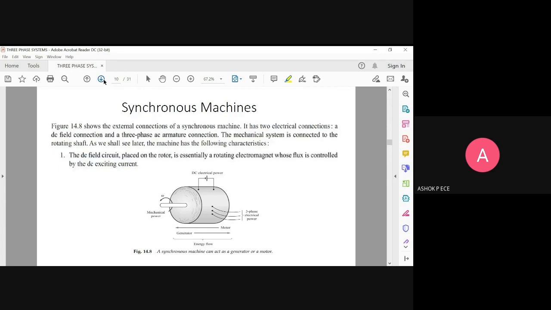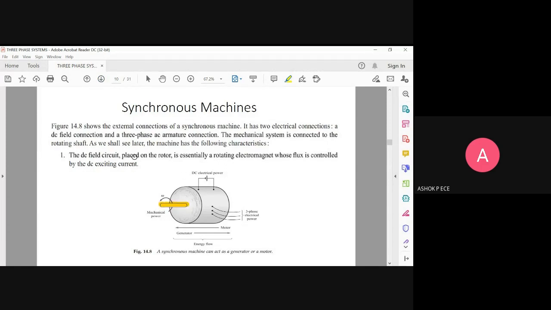So external connections are shown here. It has two connections. One is your DC field, and another one is your three-phase connection. So the mechanical system is under the rotating shaft. You know that whatever load you have, you can connect it here. This is going to be your rotating shaft. It is going to rotate.